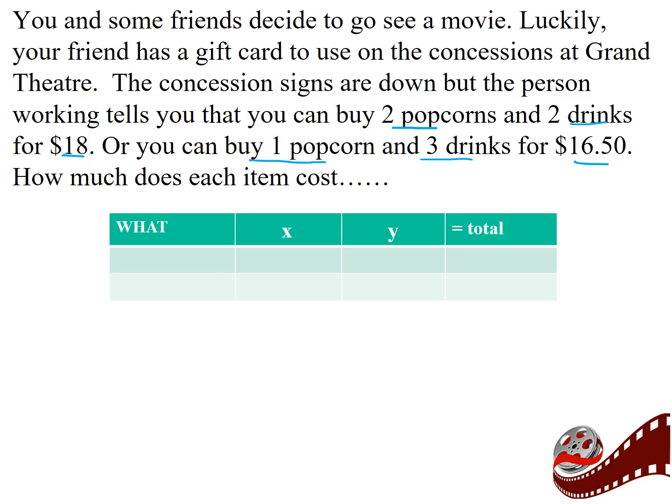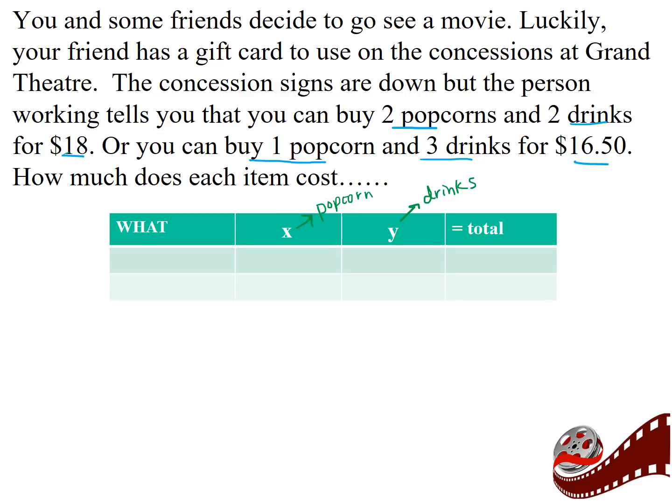So we're going to have to work on breaking this down. We have this little chart here, and we need to determine first what our variables will stand for. So X, we need to pick something that occurs in this problem. I see popcorns, I see drinks, and I see money. I think we should choose X to be our popcorn. And with that being said, we're going to choose Y to be our drinks.